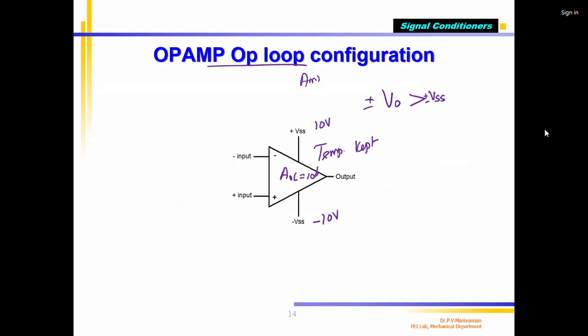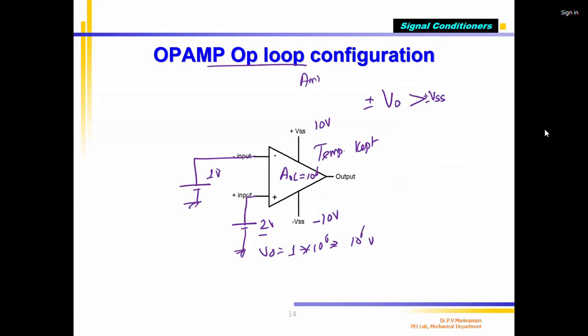My AOL is 10 power 6. I am giving, for example, inverting input 1 volt. Non-inverting input, I am giving 2 volts. Correct? So now, what will happen? The difference equals 2 minus 1, which is 1, multiplied by 10 power 6 volts. Correct? It equals 10 power 6 volts, my V0.